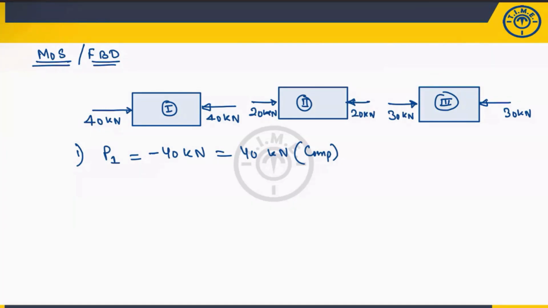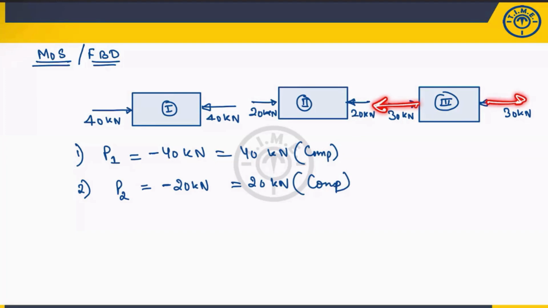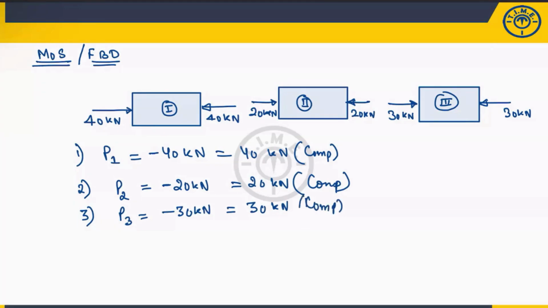Okay, now for the second member, P2 is equal to minus 20 kilonewton, or I can write 20 kilonewton compressive. For example, if this load is acting in this manner, 30 kilonewton, then it is 30 kilonewton tensile. But here also it is compressive. Then P3 value is nothing but minus 30 kilonewton, or 30 kilonewton compressive. Okay, so you have calculated the force value.